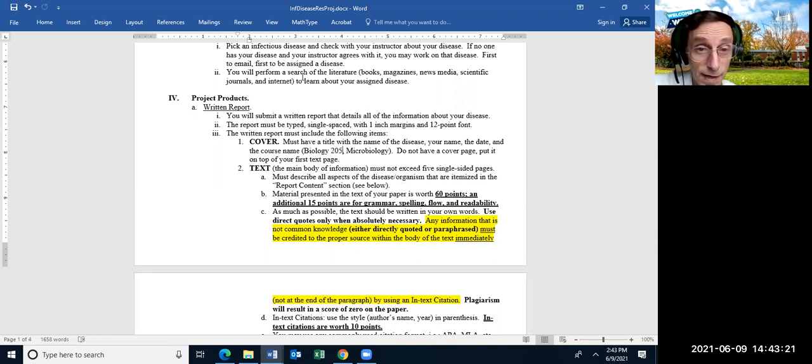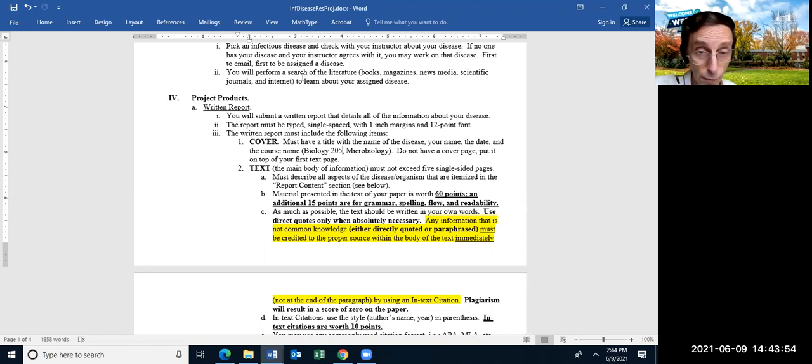And then you'll have the text, the main body of the information. This should not exceed 5 pages, single-sided pages, and then describe all aspects of your disease. This will be worth 60 points, and I'll give you a breakdown of the points. 15 points are for grammar, spelling, flow, readability. The other points will be the specific points, which I'll show you exactly what in a few minutes.